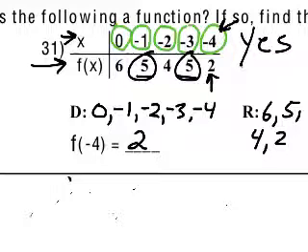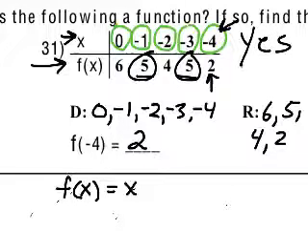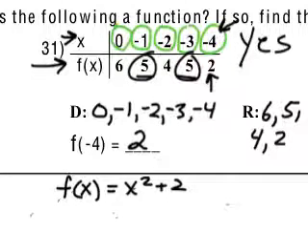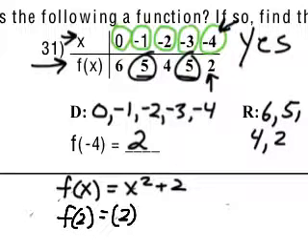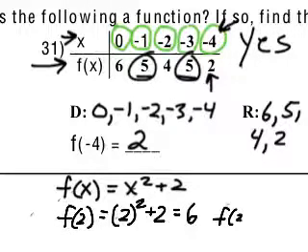If we had an equation, f of x equals x squared plus 2, and we wanted to know what f of 2 would be, well, you just plug it in: 2 squared plus 2. 2 squared is 2 times 2 is 4. 4 plus 2 is 6. So f of 2 would equal 6 in this case.